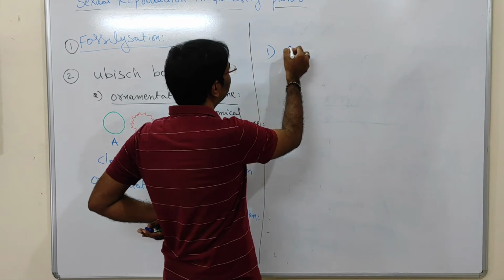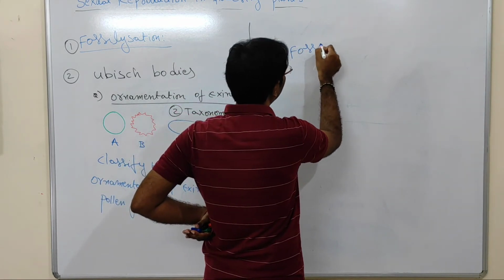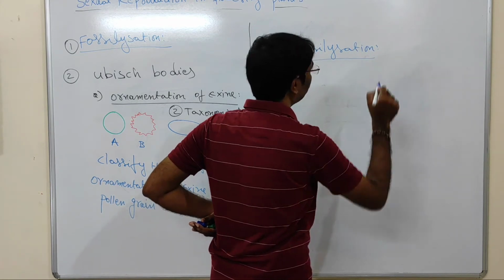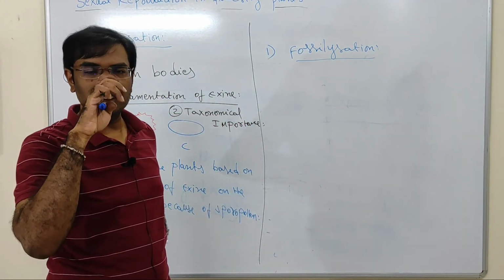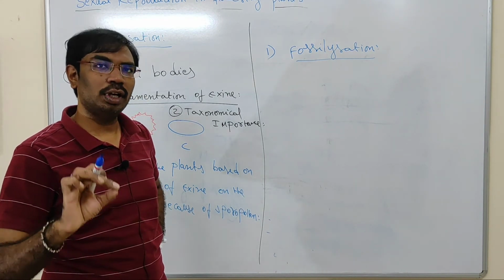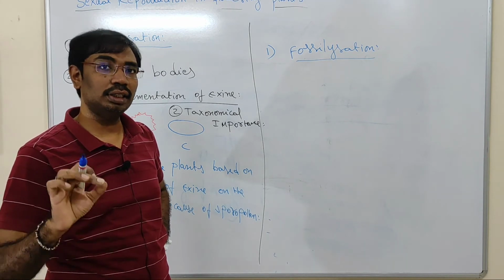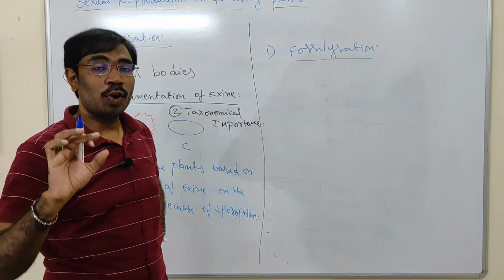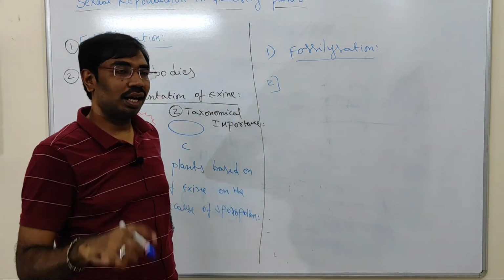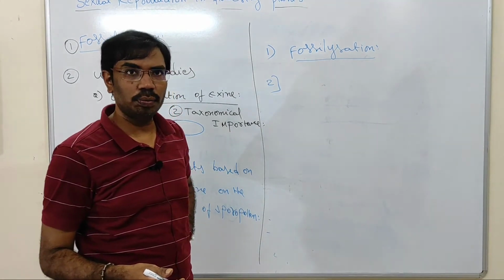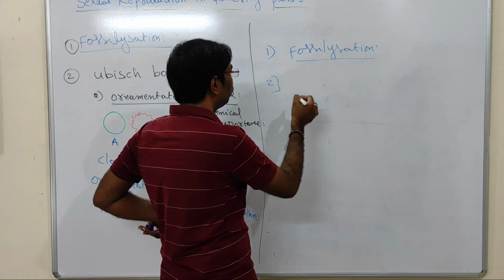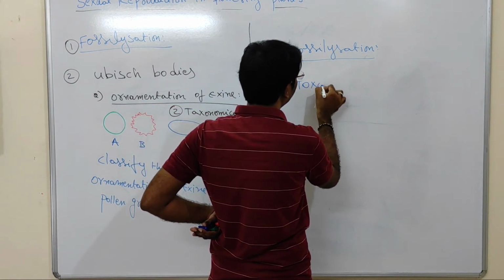That is fossilization, the first point. Fossilization means fossil formation. So after thousands of years also we can study the pollen grains because of this sporopollenin. The sporopollenin present on the pollen grain is important for fossil formation in the pollen grain, and that is called fossilization. And another important point after fossilization is taxonomical importance.